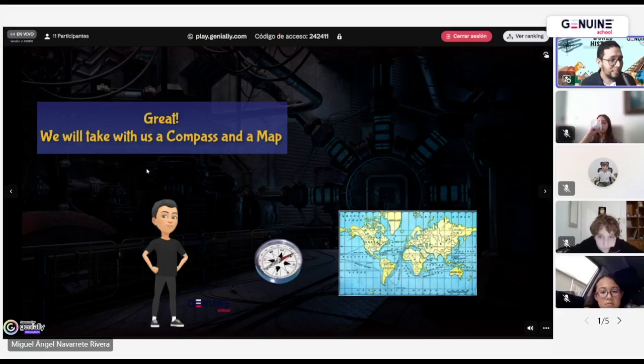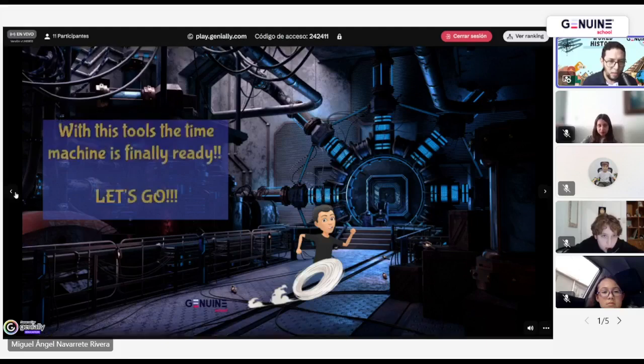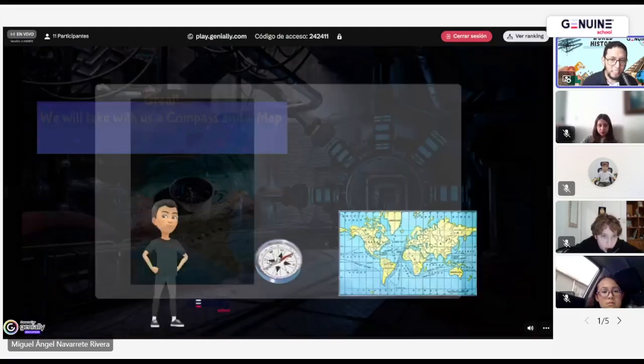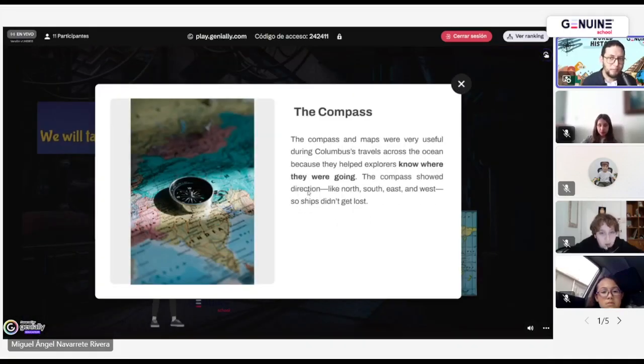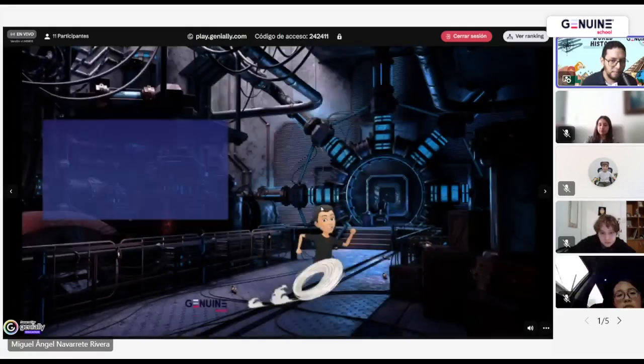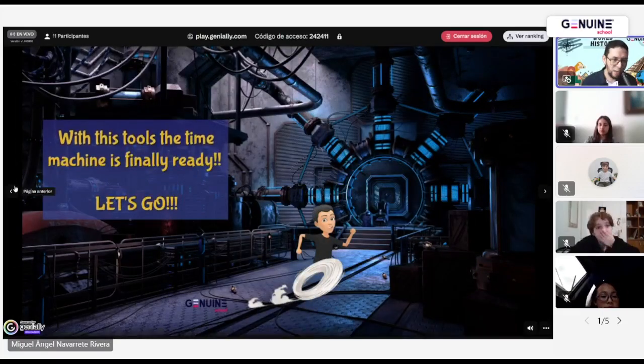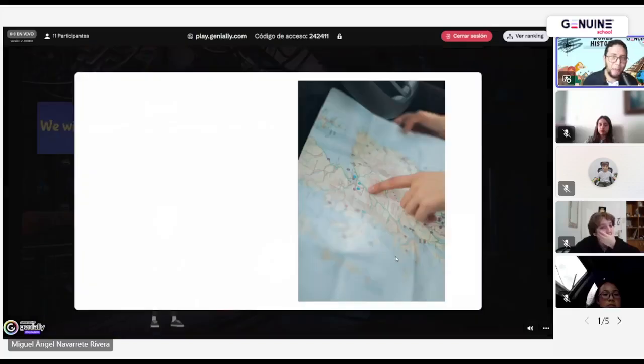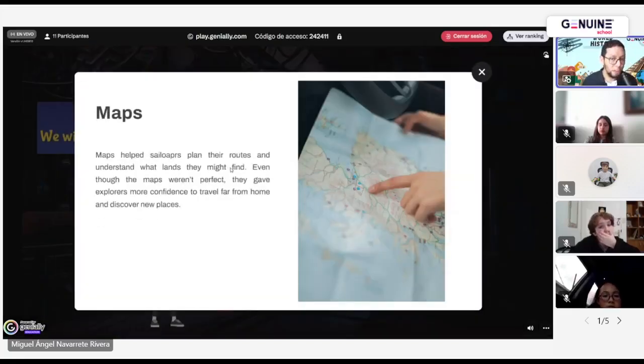Okay, but guys, now I would like to invite you to check the hidden things. Oh, I'm really sorry. So I have this information here, okay? It says that the compass and maps were very useful during Columbus' travel across the ocean. Oh my God, it's moving. I'm sorry for this, but I will check the other one. And the maps were really useful for travel in the ocean. So let's move on.